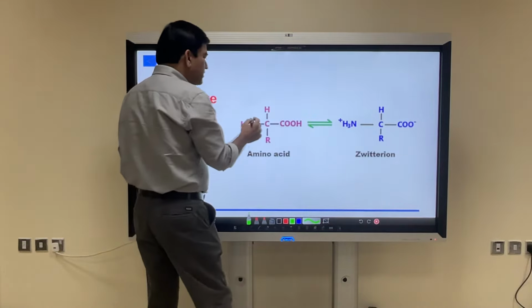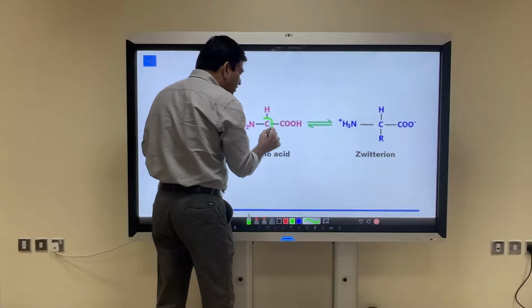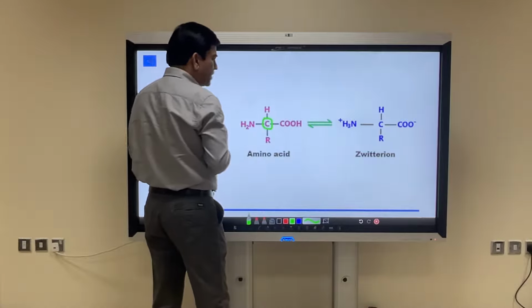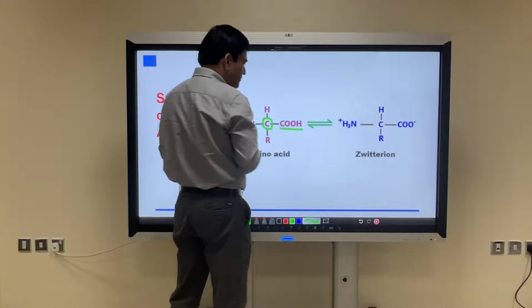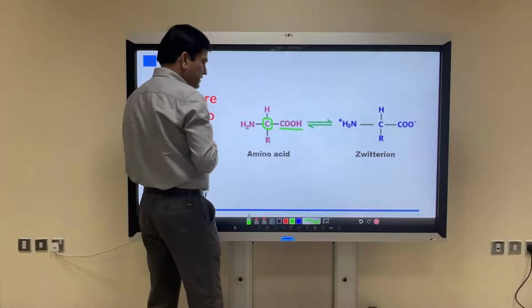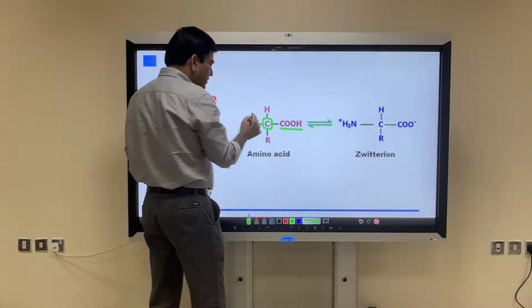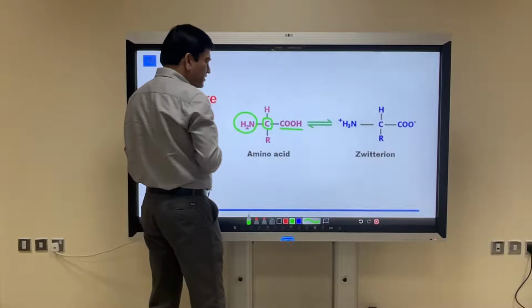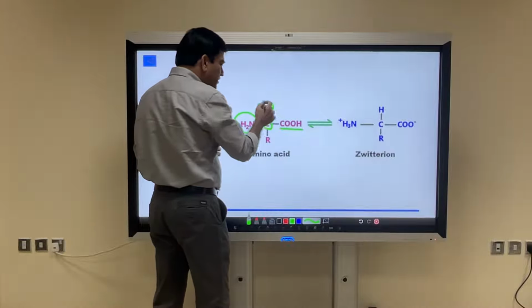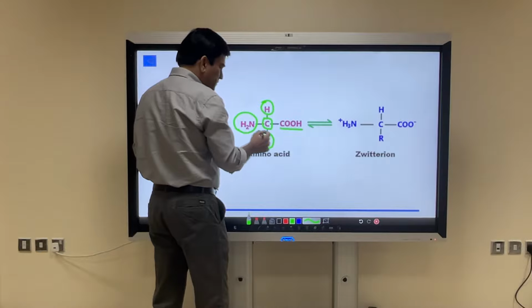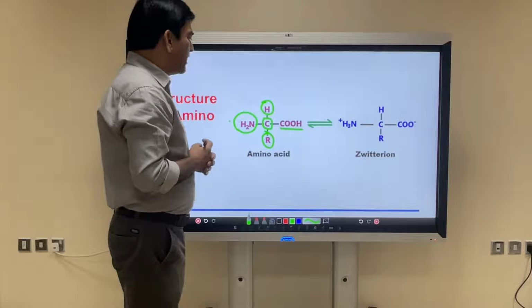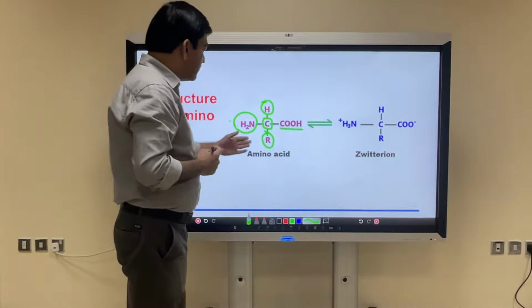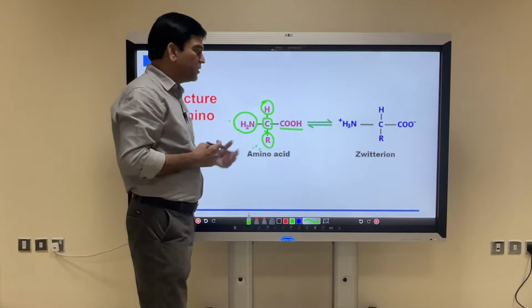At the center of an amino acid, there's a carbon atom. One side is a carboxylic group. This is an acidic group, you can say. One side is an amino group. That's a basic group, you can say. One side is a hydrogen atom, and one side is an R group. Now, this is the structure of an amino acid. There are different R groups, and that is why we have different amino acids.